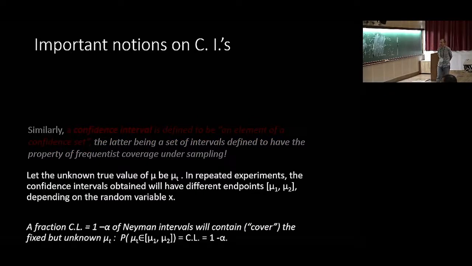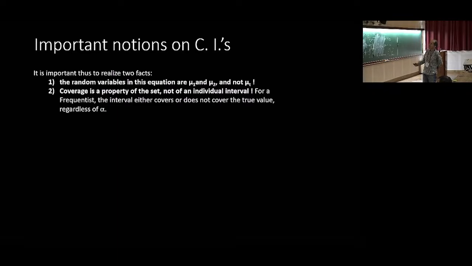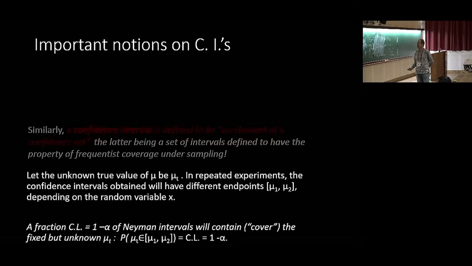So if you let the unknown true value of mu be mu true, upon repeated experiments the confidence intervals obtained will have different endpoints, depending on the random variable x. A fraction 1 minus alpha of the Neyman intervals will contain, in the sense that they cover, the true fixed but unknown mu true. So in this sense, the probability that the true value is within this interval is the confidence level, 1 minus alpha. And I am allowed, in a manner of speaking, a probability of a true value because of my construction making mu1 and mu2 the random variables in this game.